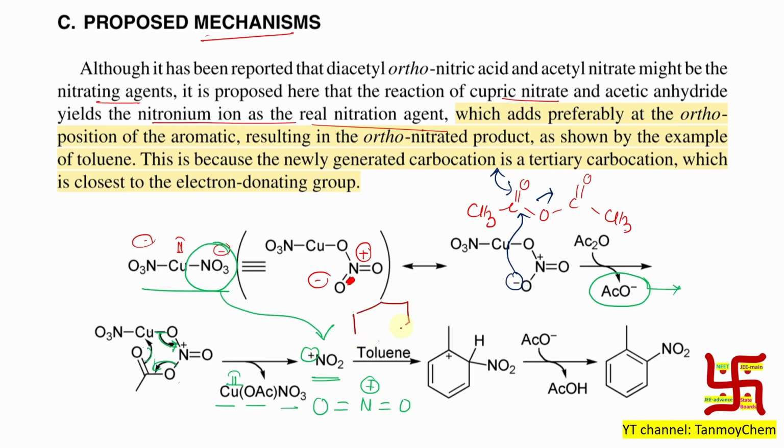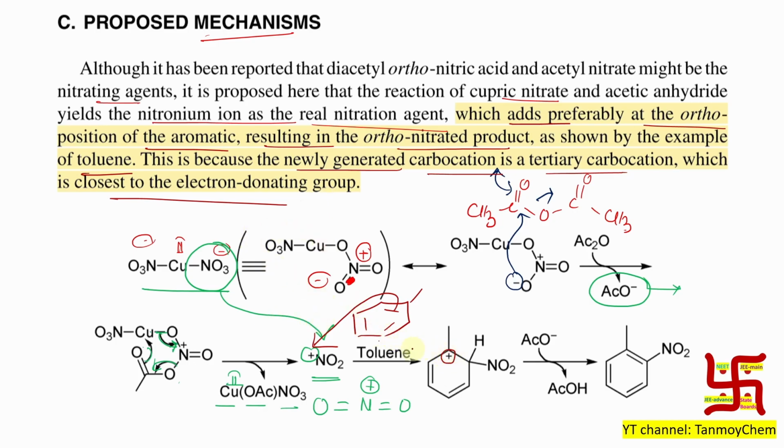So this toluene molecule, if I say, this ortho position attacks this electrophile. Now the question is, why ortho? It is written that it acts preferably at the ortho position of the aromatic ring, resulting in the orthonitrated product as shown in the example of toluene. This is because the newly generated carbocation is a tertiary carbocation which is closest to the electron donating group. Remember, it is actually an experimental observation. In order to explain that, they have given this explanation.